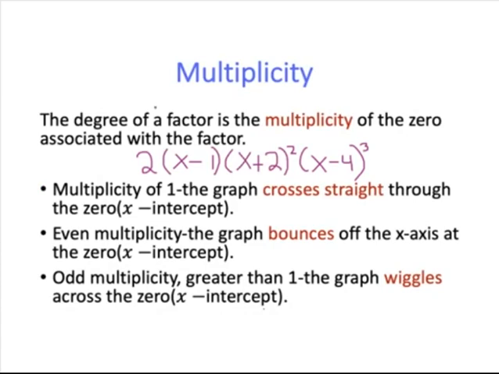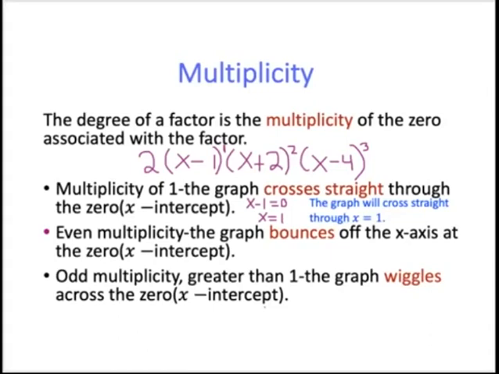In our example here, the factor x minus 1 has a multiplicity of 1. The exponent here is 1. We don't usually write it there, but that is an exponent of 1. And if we want to find the 0 associated with that, we're going to take the x minus 1 and set it equal to 0. When we set it equal to 0, to solve this, we're just going to add 1 to both sides and we're going to get x equals 1. So the graph will cross straight through x equals 1.